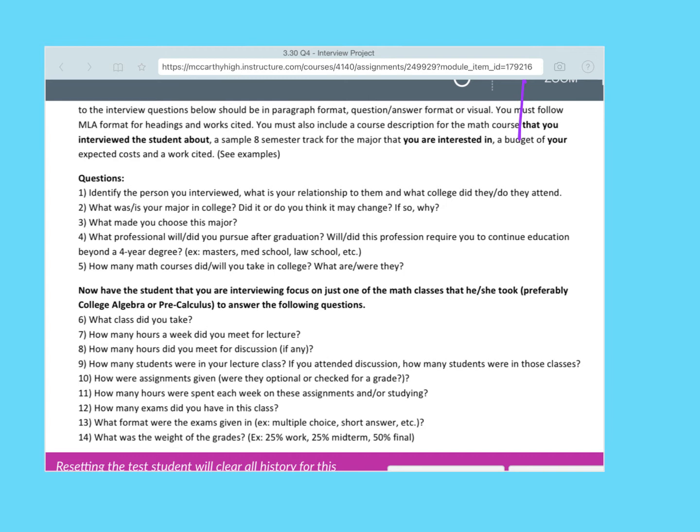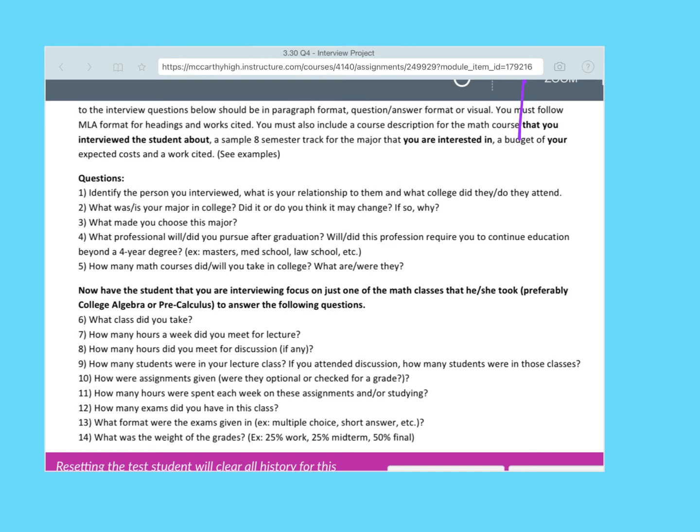I've been doing this for a bunch of years, and I will tell you that if you put the effort into it, people get a lot out of this project, okay? It's not just a grade. So the first thing you're going to do is just identify the person you interviewed, okay? And then what's your relationship to them, and what college did they attend?